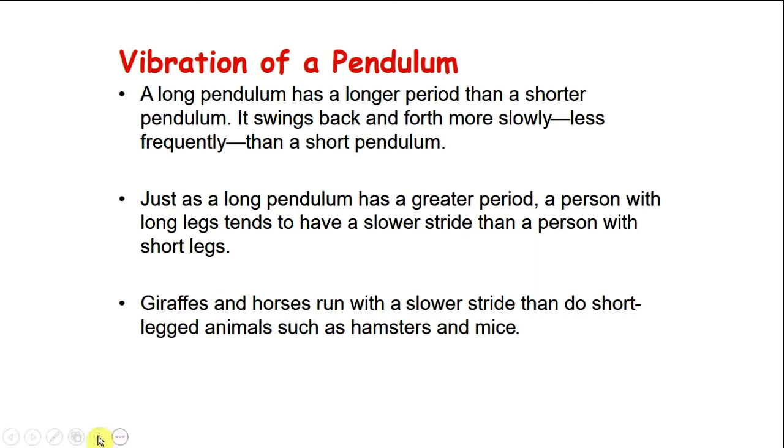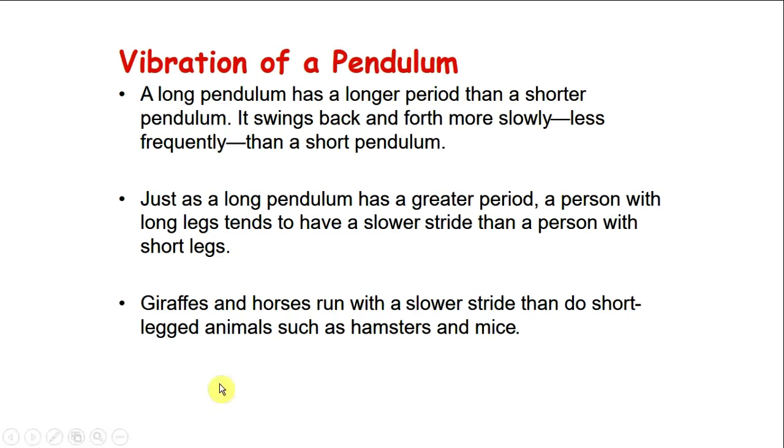We can apply this to a few interesting examples. For example, humans. As we walk, think of our legs as pendulums. Now, a tall person will have a longer period than a shorter person. So this means a taller person will take slower strides as he or she walks.